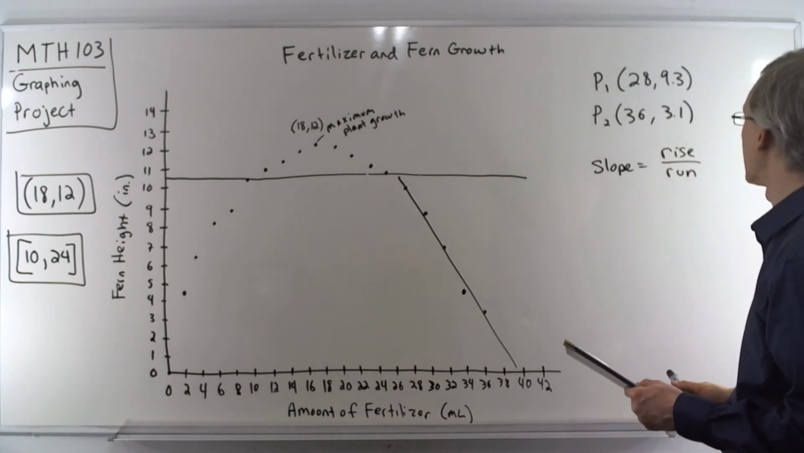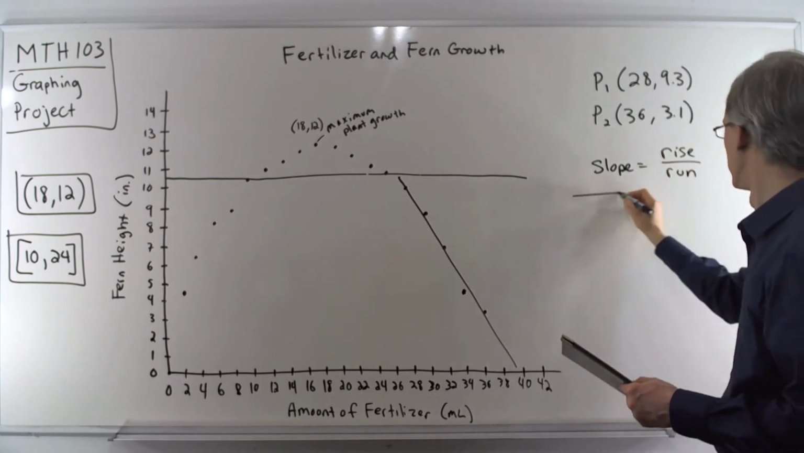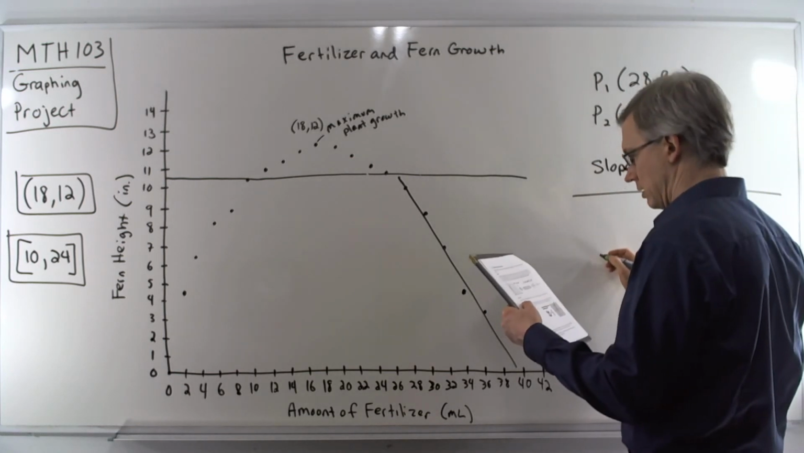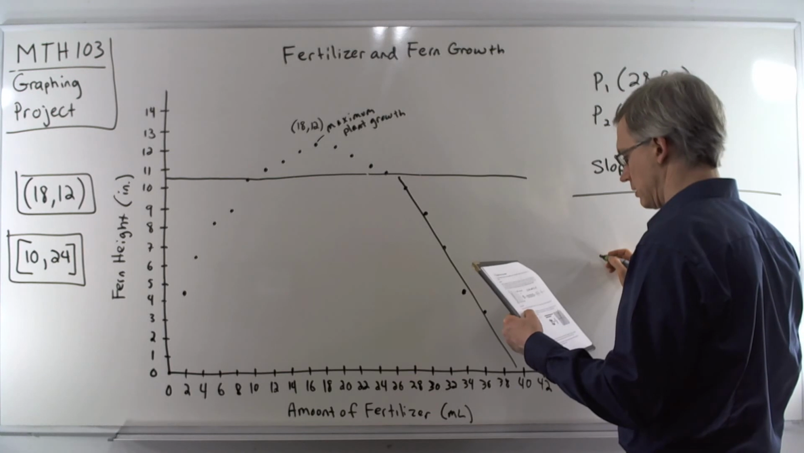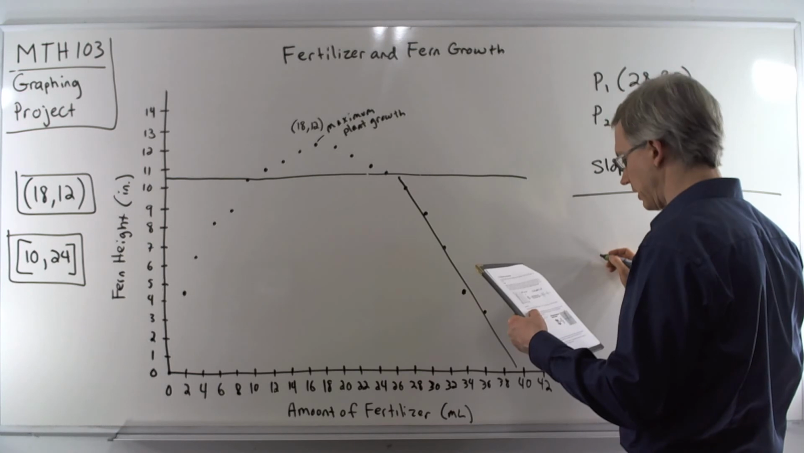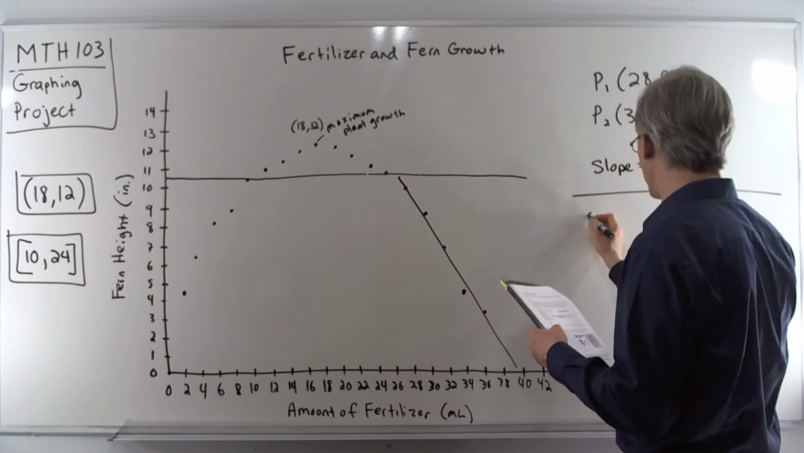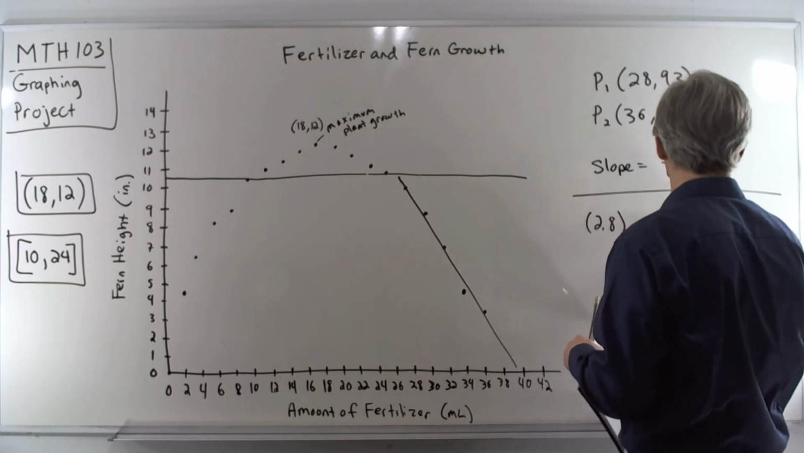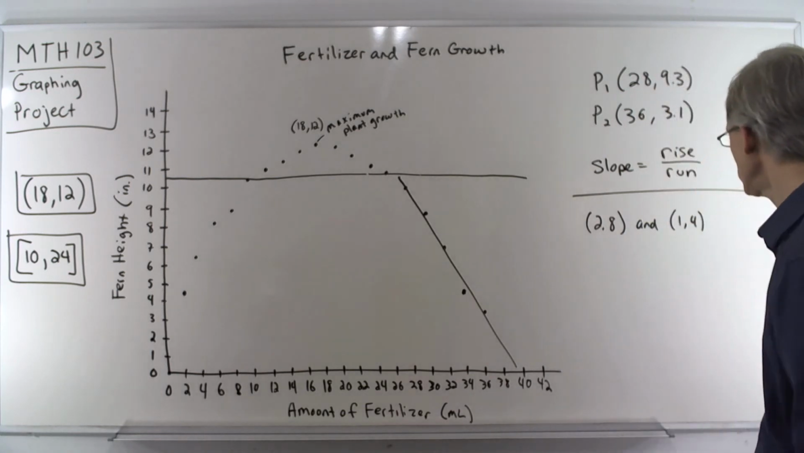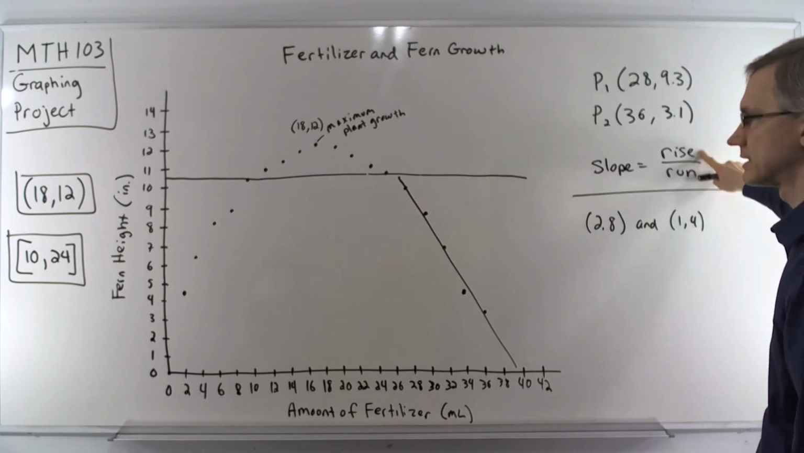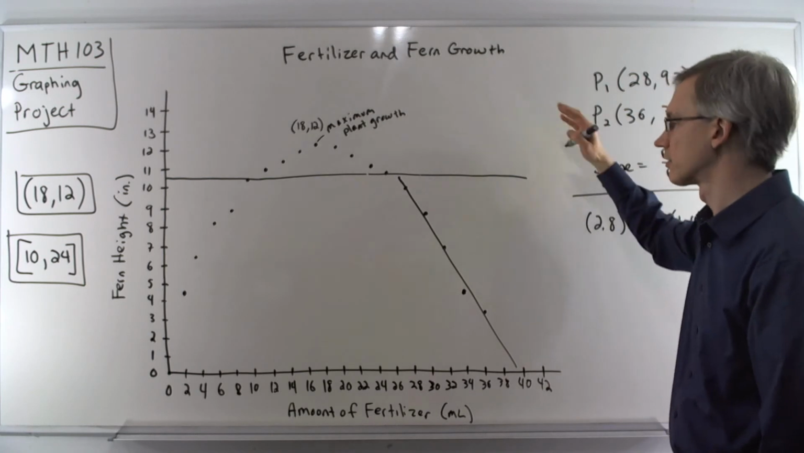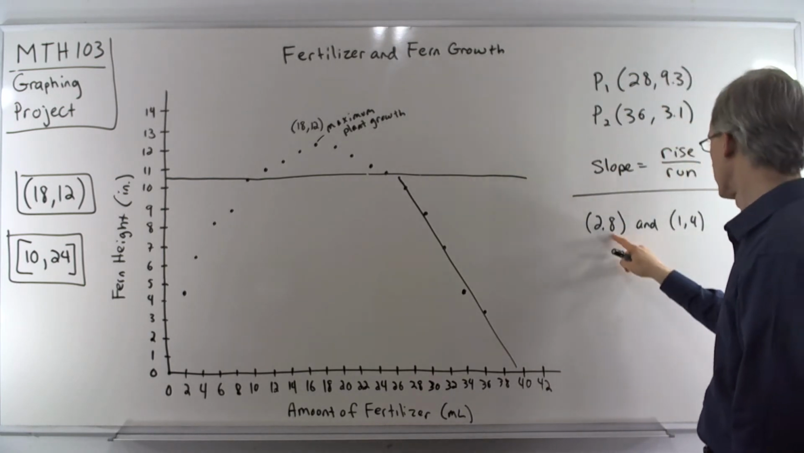All right, before we do the actual calculation, I want to do a couple of sample calculations. So for the first one, we're going to find the slope of the line between the points 2,8 and 1,4. Now the rise, as I said, was the change in the dependent variable. That's the one on the vertical axis. And that is the second coordinate.